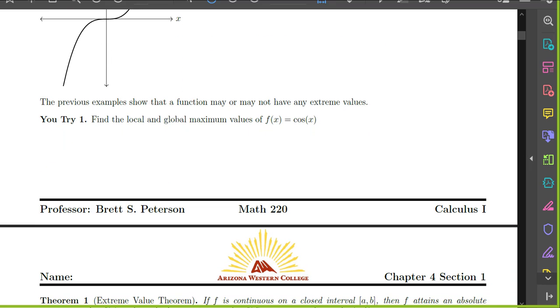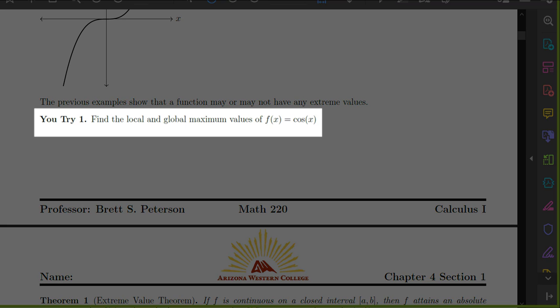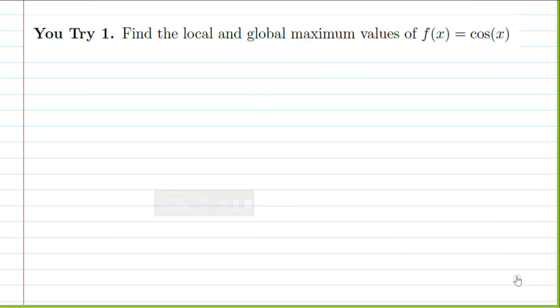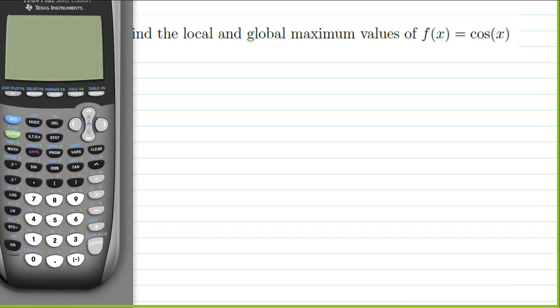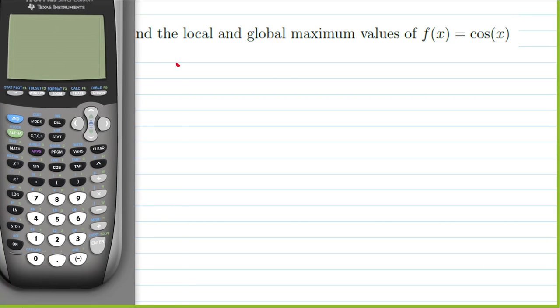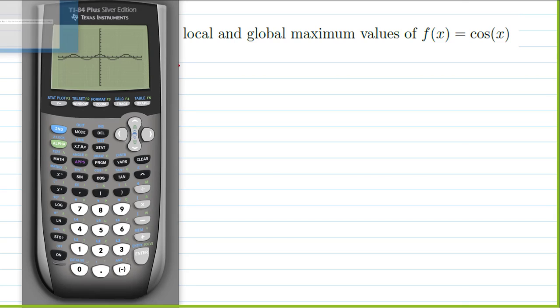All right, so the next one is for you guys, and it says, find the local and global maximums of cosine. All right, so let's find all of our local and global maximums. So if we were to graph our cosine function on the standard 10 by 10 window, we get something that looks like this.